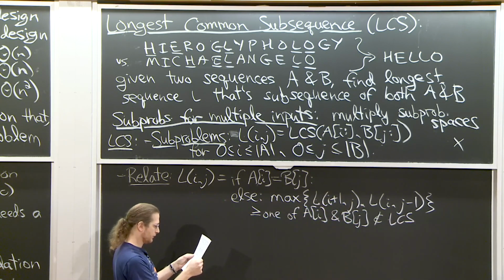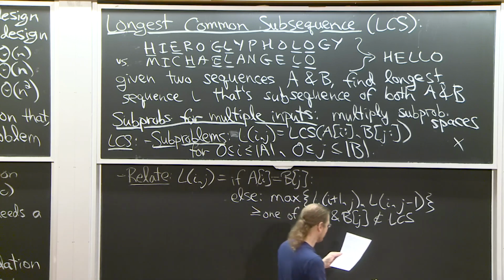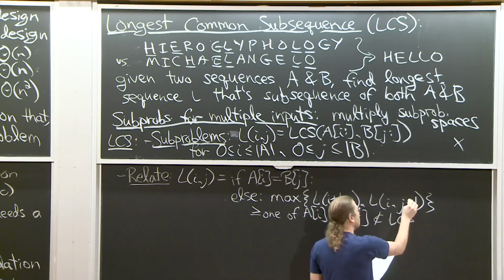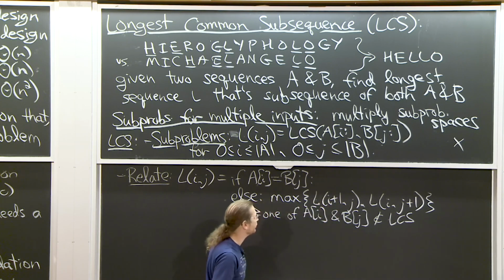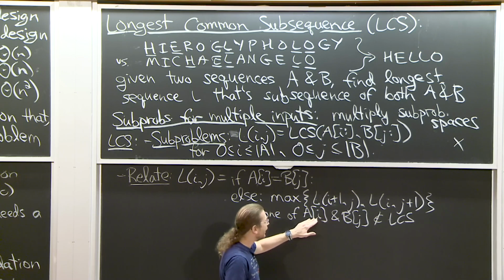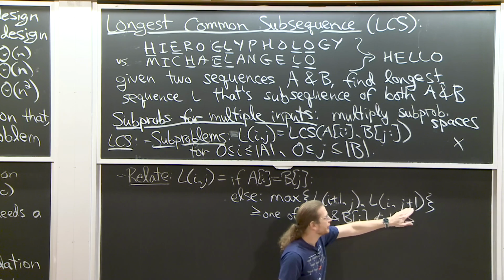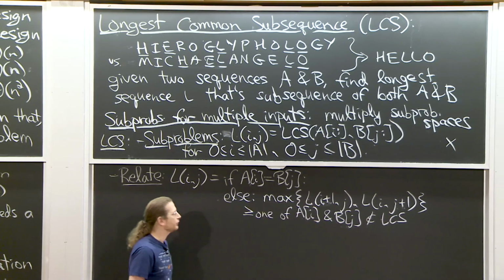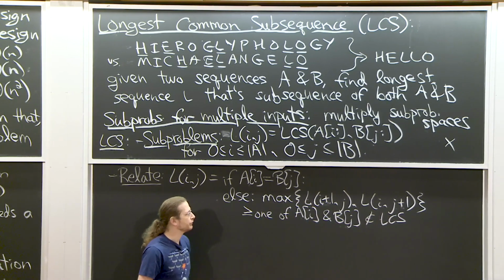Get this wrong. J plus 1. Sorry, thinking about substrings already. Yeah, these are the beginning points, so I want to exclude the ith letter. So if A[i] is not in, then I want to look at the suffix starting at i plus 1. If B[j] is not in, then I want to look at the suffix starting at j plus 1. So the indices are always increasing in the function calls.